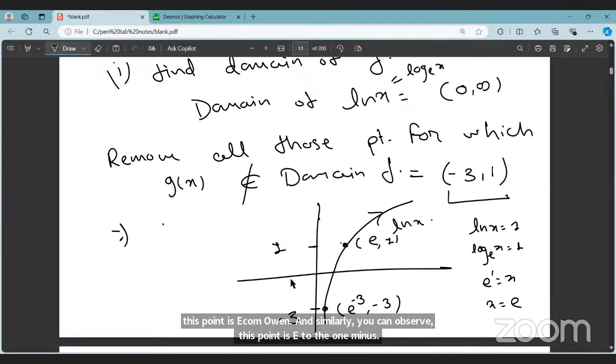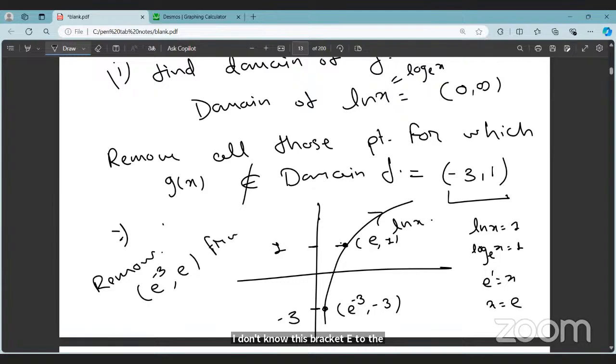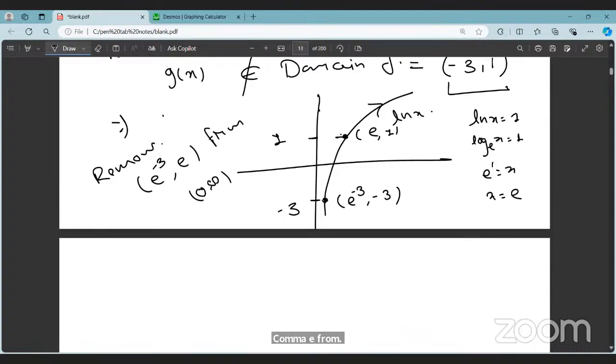So I want to remove all those points for which this does not hold. That means I have to remove everything except e to the power minus 3 to e, and keep that from 0 to infinity. Then that will be your domain.